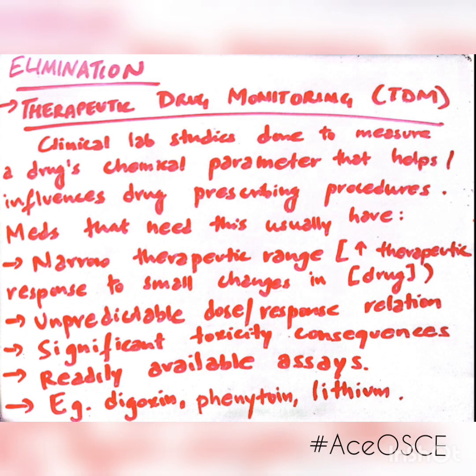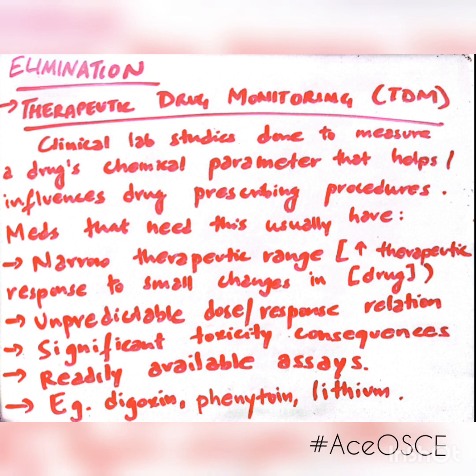One very important thing is therapeutic drug monitoring. This is an important topic in this chapter. It is the amalgamation of clinical lab studies that are done to measure a drug's chemical parameters that help or influence the drug's prescribing procedures. Medications that have a low therapeutic index means that they have high therapeutic changes in the body with just low changes in drug concentration that are administered.